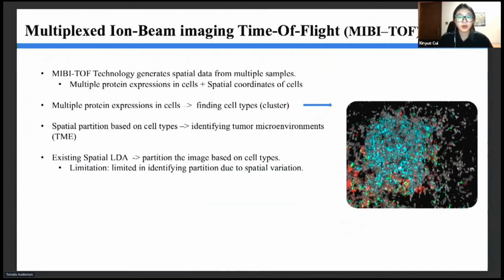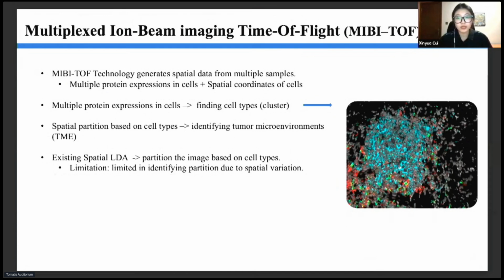For some background about the multiplex ion beam imaging time-of-flight data, the MIBI-TOF technology generates spatial data across multiple samples, providing data that includes various protein expressions in cells and their spatial coordinates. By clustering these expressions, we can identify different cell types as shown in the figure here. Different colors represent different cell types. And then we perform spatial partitions based on cell types to reflect the tumor microenvironments.